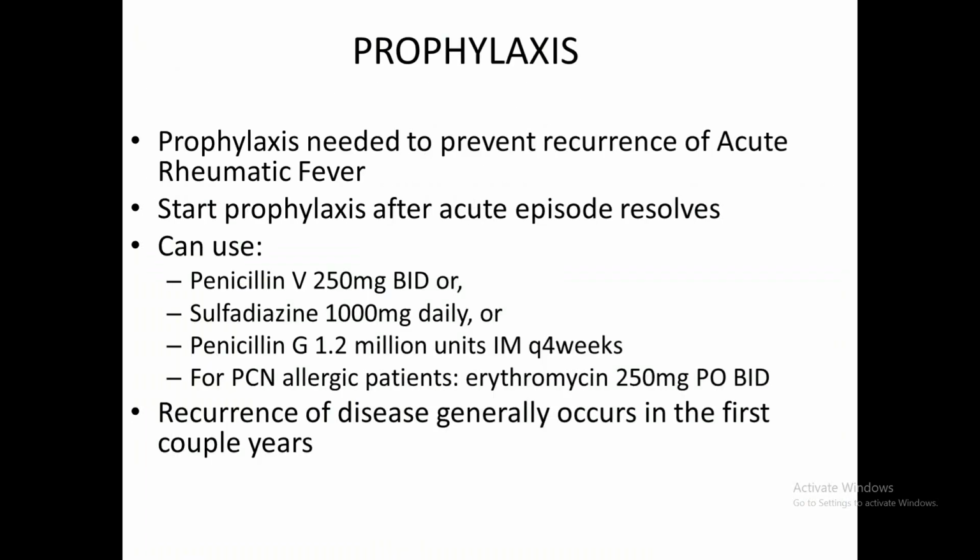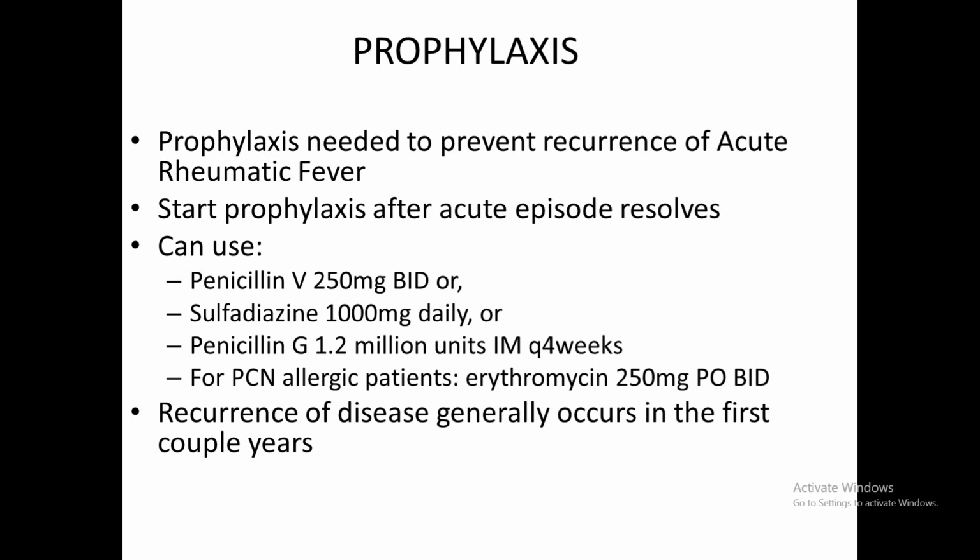Prophylaxis is very important, needed to prevent the recurrence of acute rheumatic fever. To start prophylaxis after the acute episode resolves, you can use penicillin V, which is oral penicillin, 250 mg twice a day, and it should be continuous. Or sulfadiazine, or penicillin G 1.2 million units. For patients allergic to penicillin, erythromycin 250 mg should be given twice a day as a prophylactic agent.